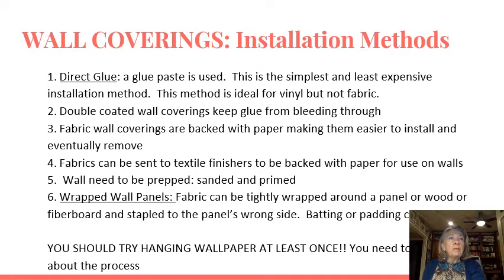Number 2, double-coated wall coverings keep glue from bleeding through. I've never had that problem. The wall coverings that you buy today are really, really good quality, and you don't usually have that problem with glue bleeding through from the back side to the front. Number 3, fabric wall coverings are backed with paper, making them easier to install and eventually remove. I don't know about that. I've removed some wall coverings in homes that I've bought, and it's very, very difficult to remove old wall coverings.